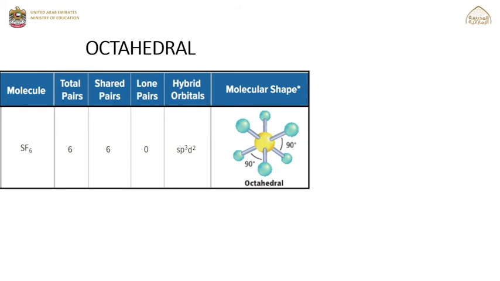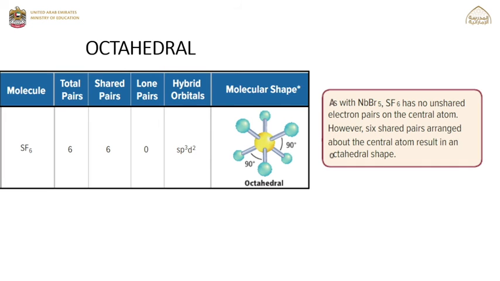In octahedral, we have a very good example in sulfur hexafluoride, which has no unshared pairs of electrons on the central atom. However, 6 shared pairs arranged about the central atom result in an octahedral shape. Its bond angle is 90 degrees, and it has hybrid orbitals of sp3d2, lone pairs of 0, and shared or bonded pairs of 6.